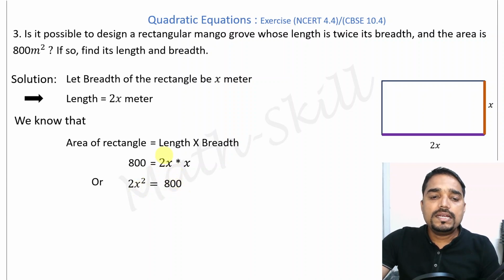I've swapped the terms of LHS towards RHS and RHS towards LHS. Therefore, upon swapping, 2x square is equal to 800 is what we are getting. Now, both the terms are even, 2 and 800. So, let's divide both LHS as well as RHS by 2. Therefore, x square is equal to 400.